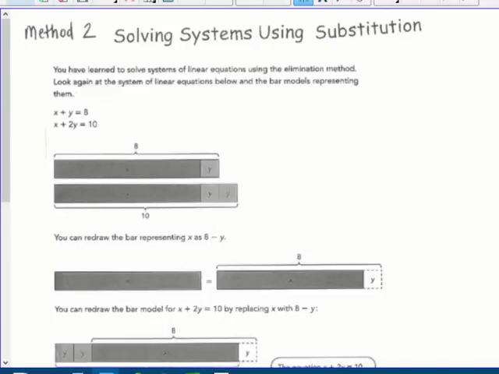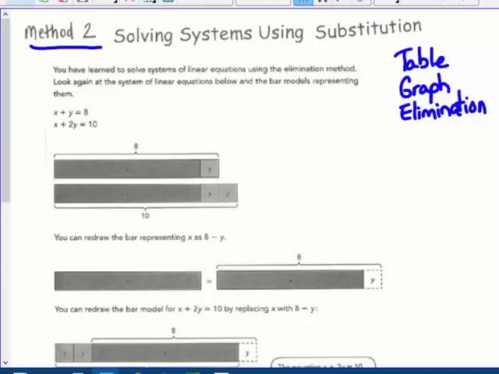Well, this is really more than method 2 because so far we've made the table, we've graphed, we've used elimination. So this is the second method of solving systems algebraically. So this is method 2 for the algebraic solution. And yes, this is 5.2 in your textbook, the 8th grade textbook, chapter 5, section 2.